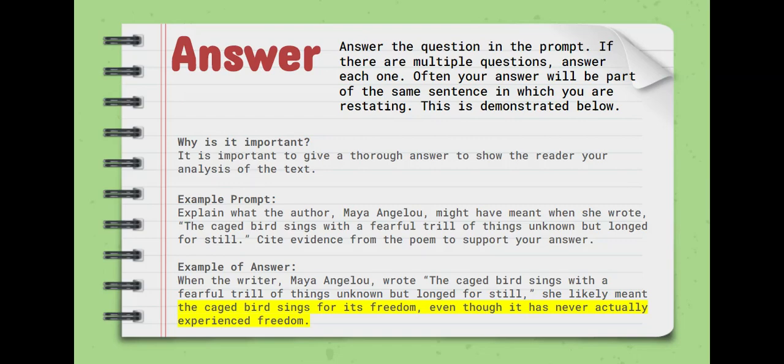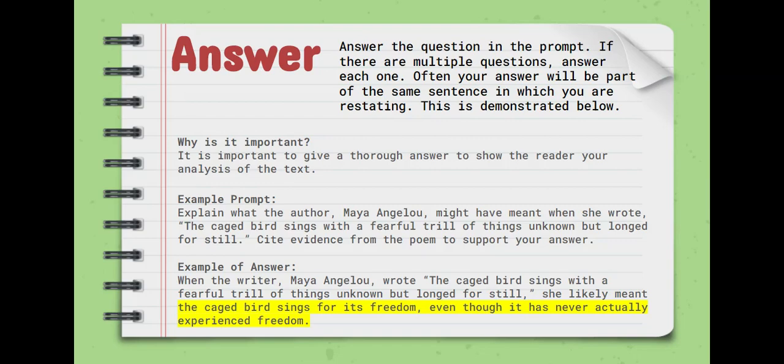All right, here's the example. So we came up with, to restate the question, when the writer Maya Angelou wrote "The caged bird sings with a fearful trill of things unknown, but longed for still," she likely meant, and now we're answering the question, the caged bird sings for its freedom, even though it has never actually experienced freedom.